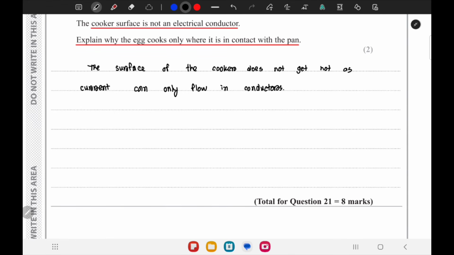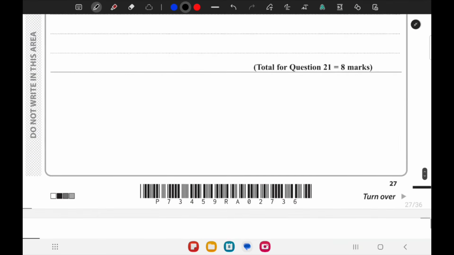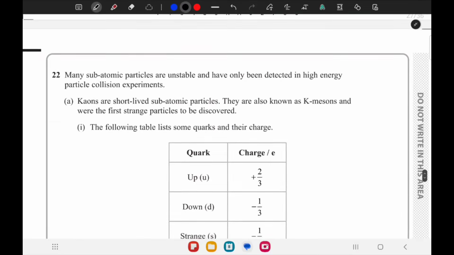You could also state that only the pan would get heated since it is a conductor while the surface is not.